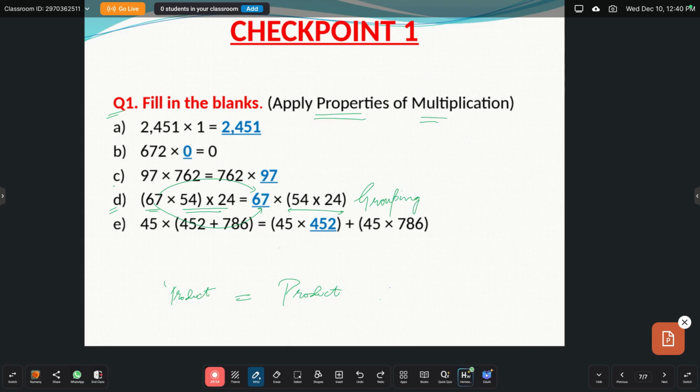This is the case of grouping property. Yes, beta. Now we will move to our part number E. And what is our part number E? It is 45 into (452 plus 786).